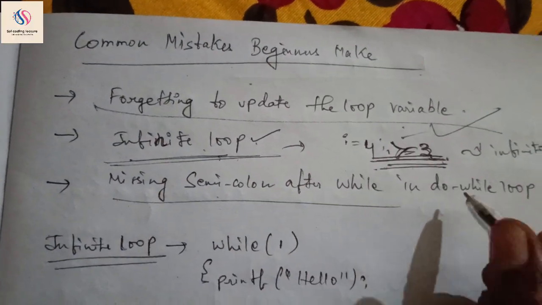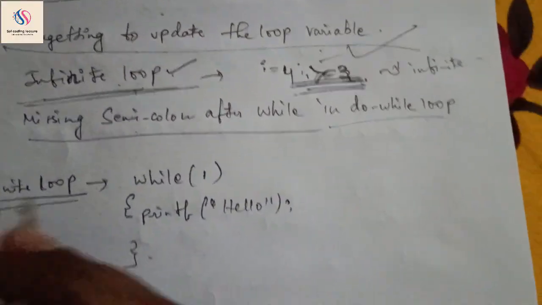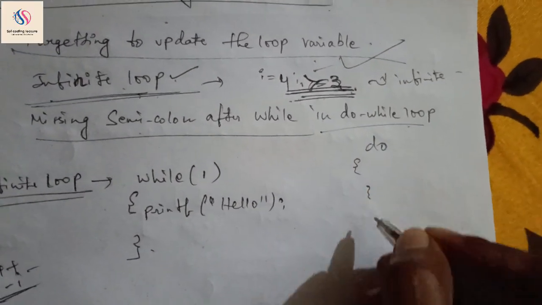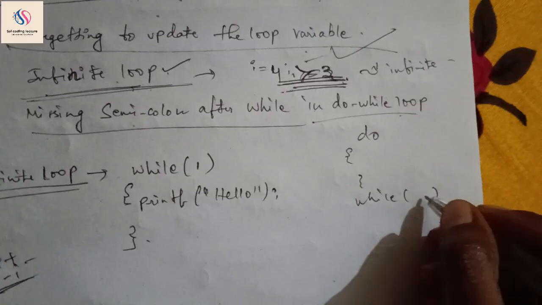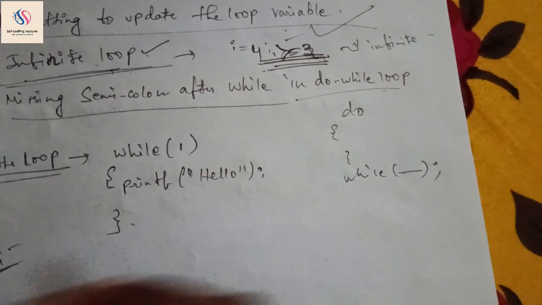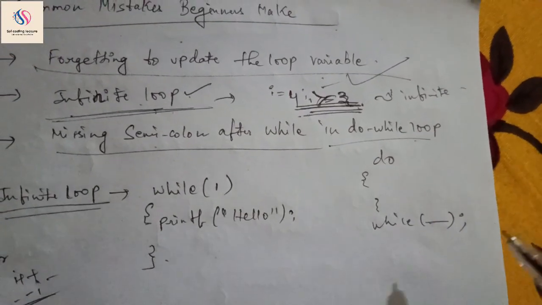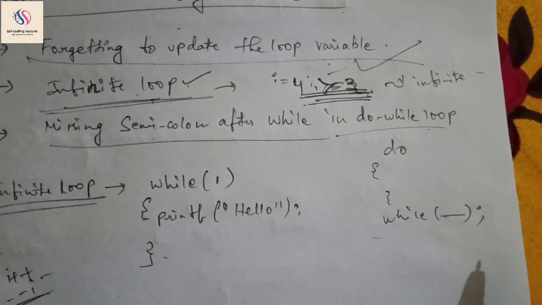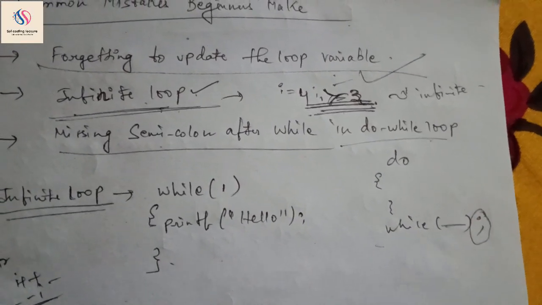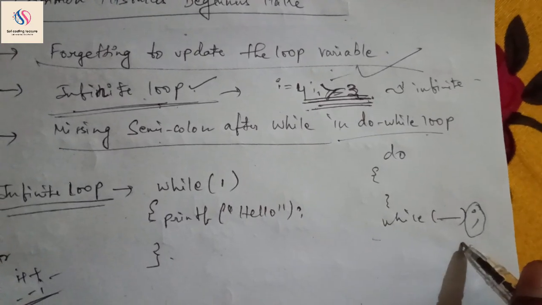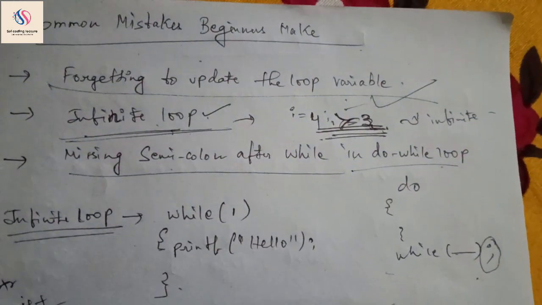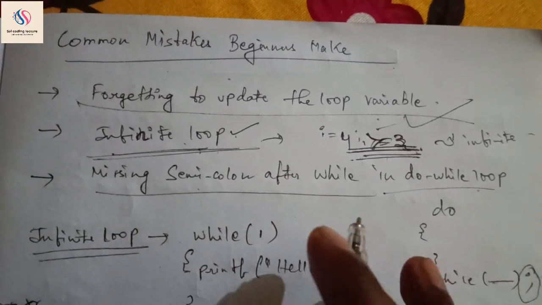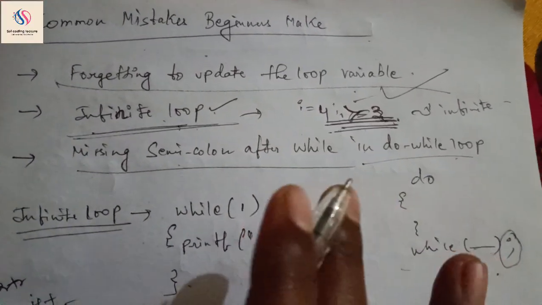Another thing is a missing semicolon after while in do while. In the do while concept, we have a do statement and then a while condition. Inside that while condition, whatever condition you write, we put a semicolon, which is not there in the case of a for loop or while loop. But in a do while loop, this is the proper syntax you have to maintain. Sometimes beginners forget to write this semicolon, and then the problem starts. So you have to take care of these things whenever you are handling loops. At first you will not be habituated, but then you get used to it.